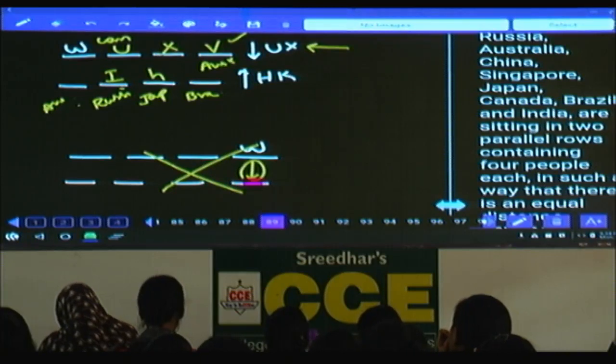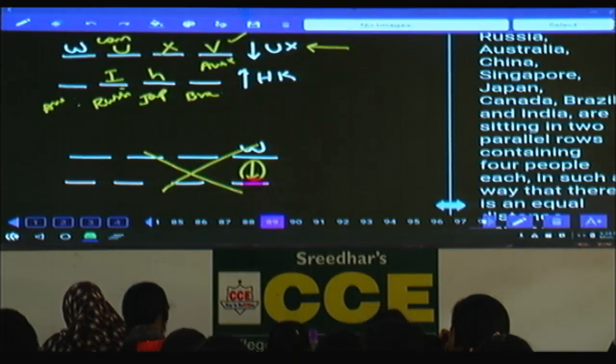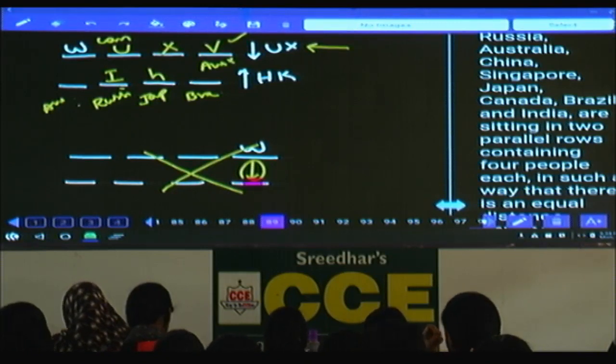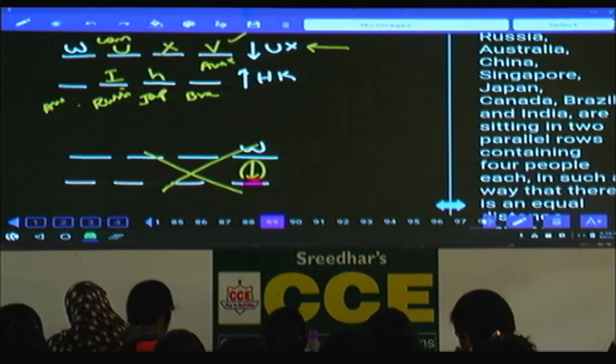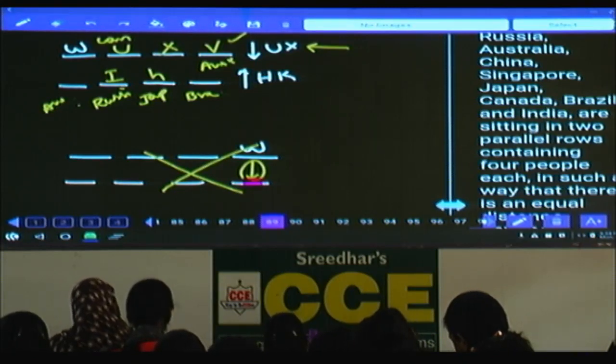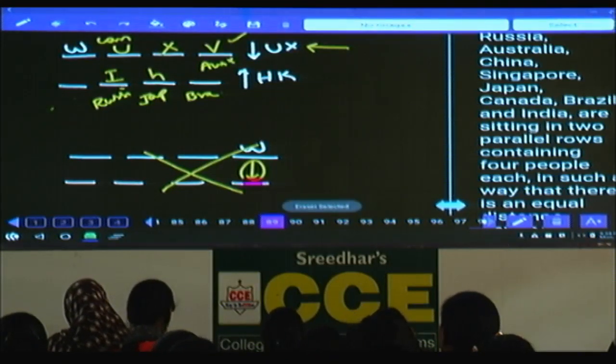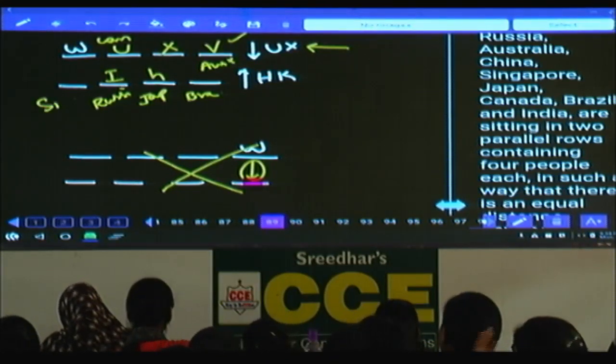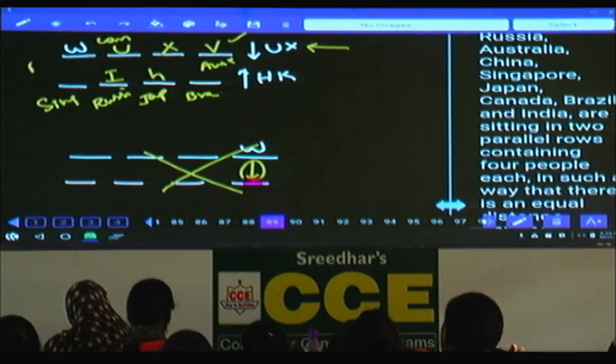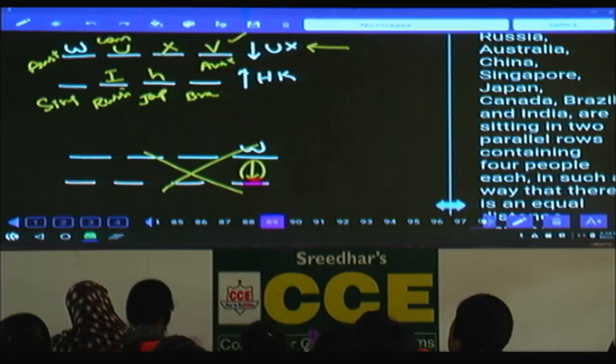Then now X sits to the immediate right of the person who sits opposite the person from Brazil. Person from Australia is not an immediate neighbor of X. Person from Japan sits two places away from Singapore. Japan is 2 places away from Singapore, hence Singapore must be here. As Singapore is here, now Australia cannot be here, now Australia is at this place.